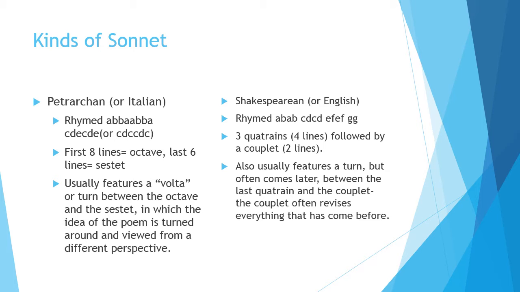In the Shakespearean sonnet, we have a rhyme scheme that is ABAB, CDCD, EFEF, GG. So basically 3 quatrains of 4 lines each, followed by a couplet of 2 lines that rhyme. There also tends to be a turn in Shakespearean sonnets as well, but it tends to come later, very often between the last quatrain and the couplet. That couplet very often revises, turns around everything that's come before it.